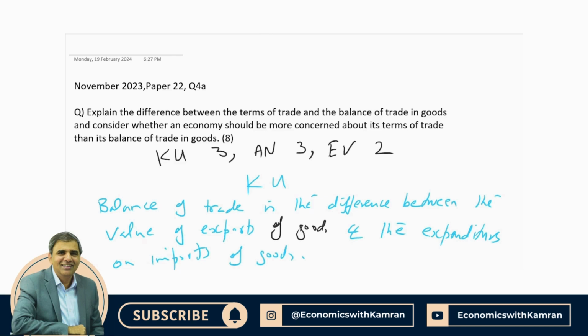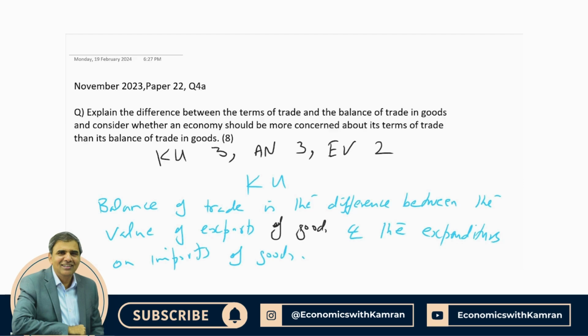And what do we mean by the word value? Please do not confuse the word value with price. Price is unit price or average price. Value is obtained by multiplying unit price with the quantity. For example, if I am selling 100 units at an average price of 10, the unit price is 10, the volume or the quantity is 100, and the value would be 10 multiplied by 100, that is 1000. Instead of writing the word value of export, you may also write export revenue. So balance of trade is export revenue minus import expenditure.